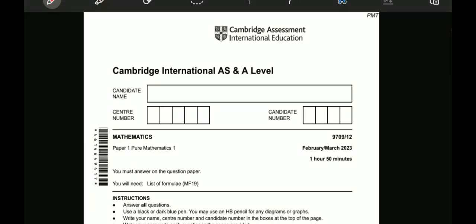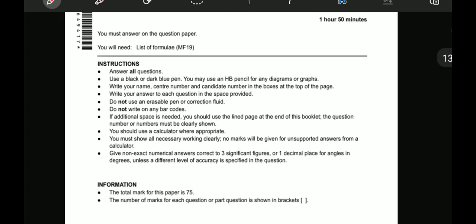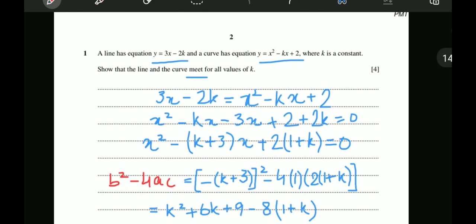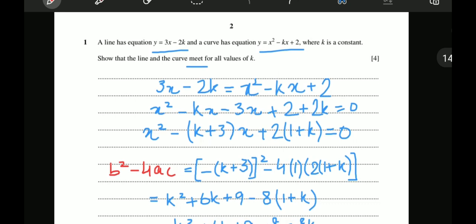Hello everyone, today we are going to start A-level paper code 9709, variant 2, February-March 2023, and let's start. This is your P1 paper. I have already solved this paper, I'll just make you understand this in this video.